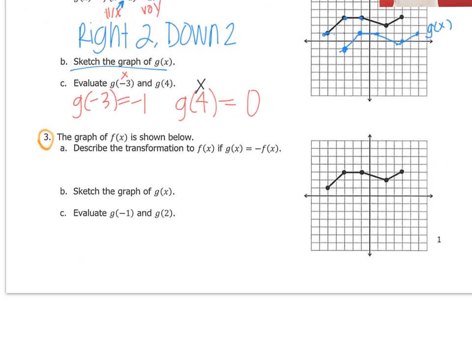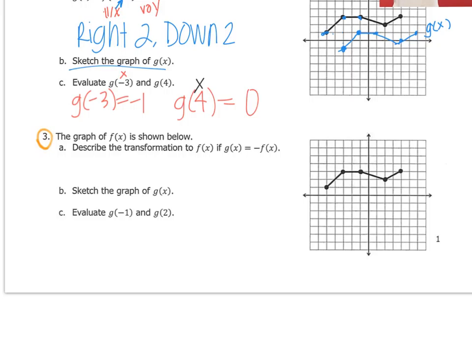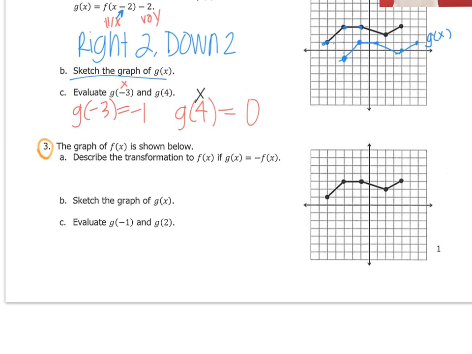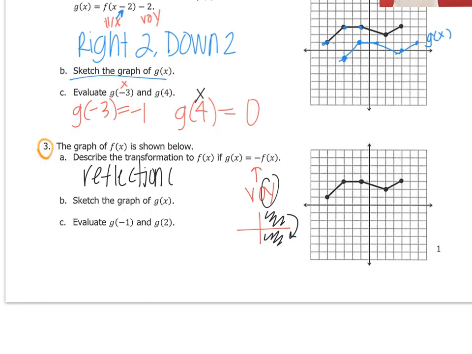We're going to take a look at number 3 here. It says that we need to describe the transformation happening if g of x is equal to negative f of x. The negative is outside the parentheses, which means that we are using y. Guess what? Here we go with our awesome little blob picture. So here's my blob. We're affecting the y's. Y's go up and down, which means that this blob needs to move down. So when I describe this, this is a reflection over the x-axis.